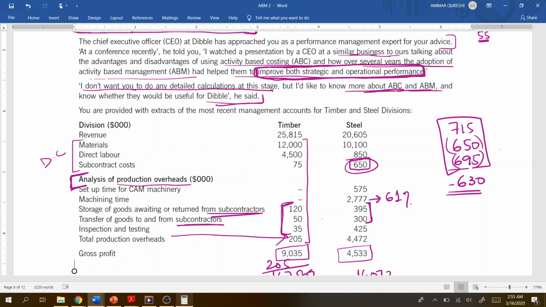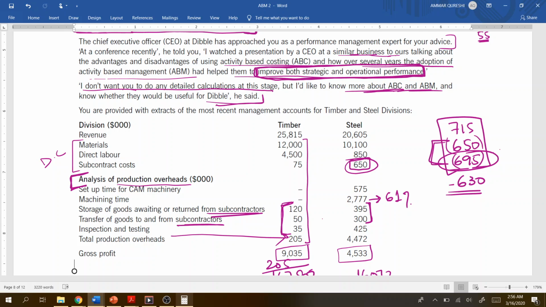Now we know that this product is actually making losses, so we have to do two things: either increase the selling price, because we are providing a bespoke software, a bespoke product to the customer, so the customer should pay us some extra amount of money in return for that. Or we can try to reduce the 695, because this cost is actually hurting us. We have to work on this cost in order to reduce it.